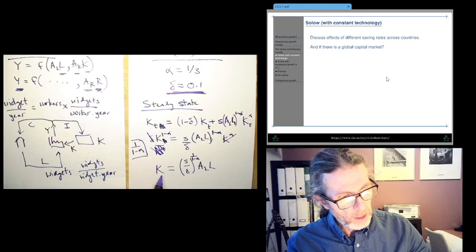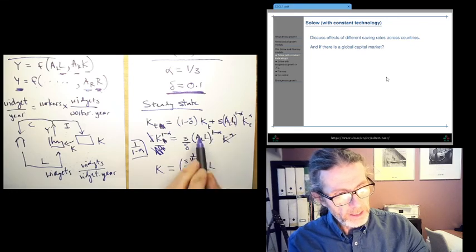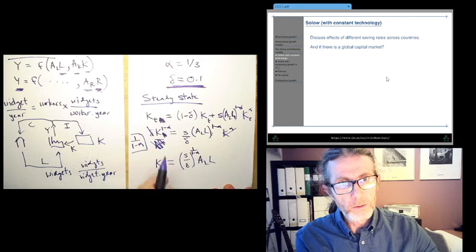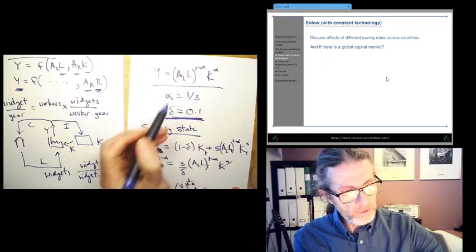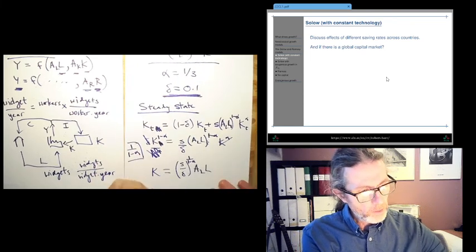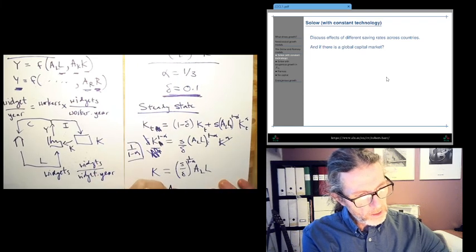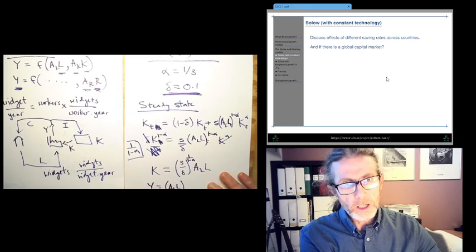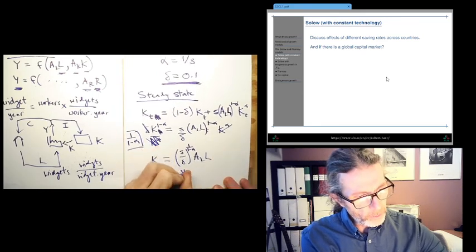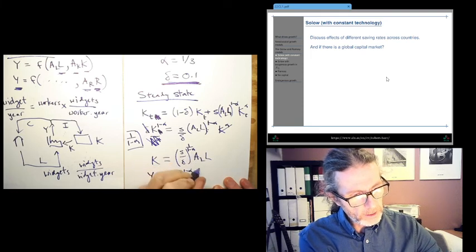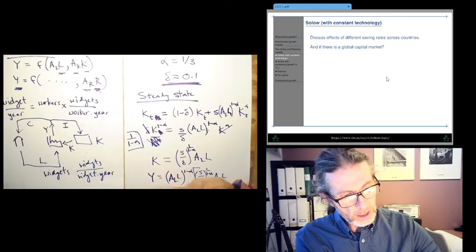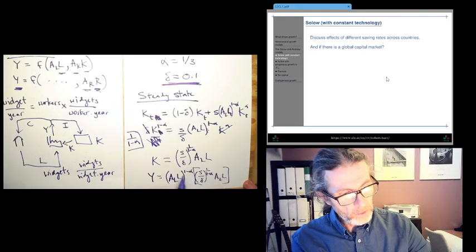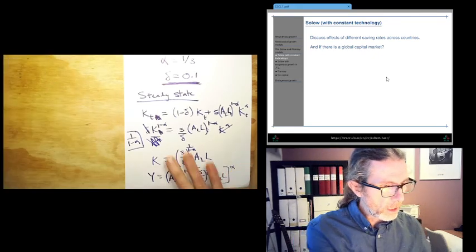Well, if we put K back into the production function, this one, whoops, that's off the page. If we put our value for K back into here, what do we get? We get Y is ALL to the 1 minus alpha, K to the alpha. So that's S over delta to the 1 over 1 minus alpha, ALL. That's K to the alpha. Okay?